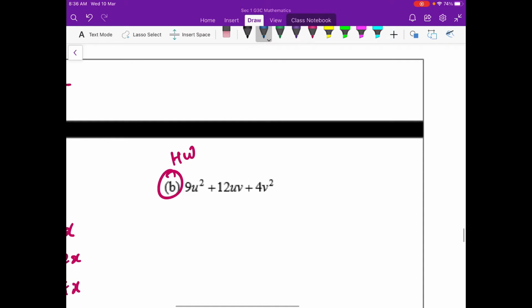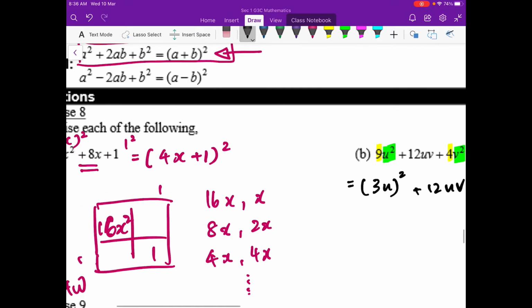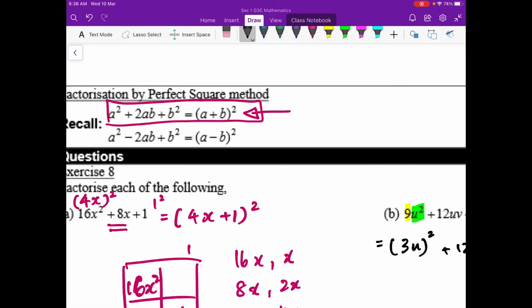So in part B, as mentioned, be very sensitive to numbers that are perfect squares, 9 and 4. Especially when they are attached to another perfect square, U square and V square. Because right now, I can rewrite my 9U square to become 3U square. So the first term is rewritten like this. The 12UV, no change. And we have 2V when we square it. Now this sets us up for the first formula, A square plus 2AB plus B square.